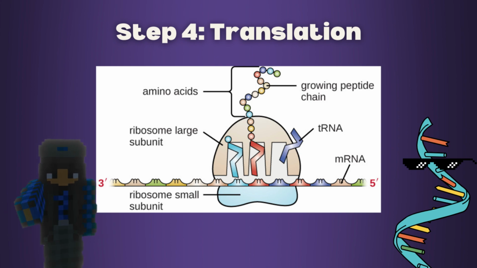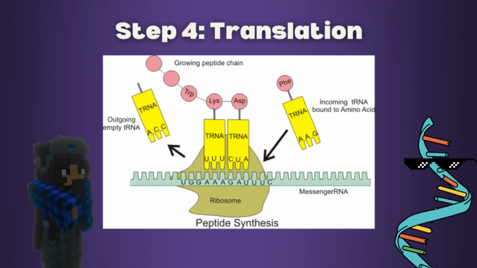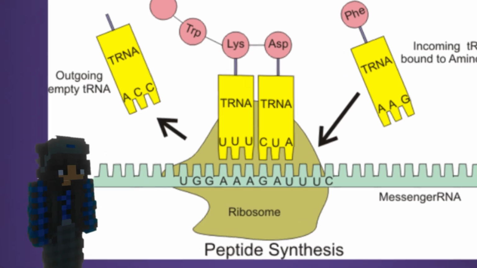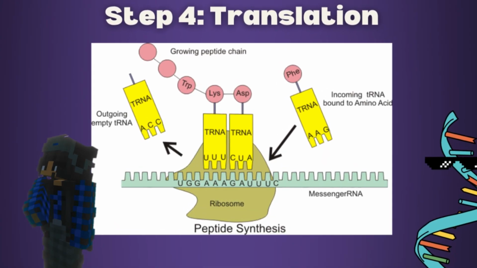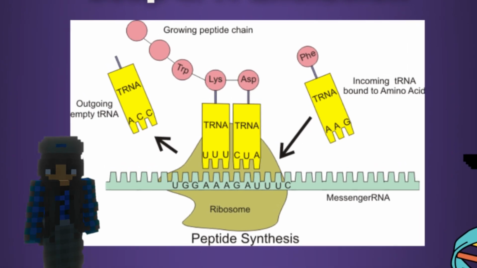Step 1. mRNA enters the ribosome. Once the mRNA leaves the nucleus, it attaches to a ribosome, the molecular machine responsible for protein synthesis, or the creation of proteins. Step 2. tRNA and codons. mRNA is read in sets of 3 nucleotides called codons. Each codon corresponds to a specific amino acid.